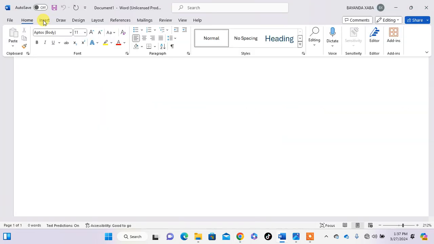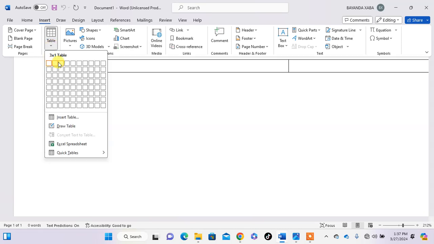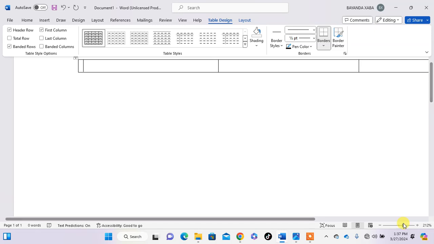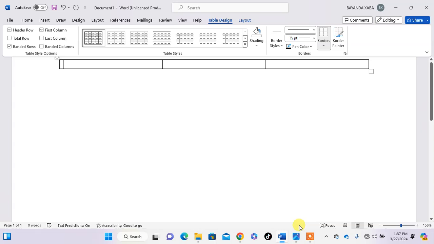To answer this question, you just come to the insert, then you come to the table, then you choose 3 columns. Let me make it fit the screen. The first column, let me make it bold, you write items / services. You know how the statement is like. Then secondly, you must write the fees. And then lastly, of course, you will write the cost.